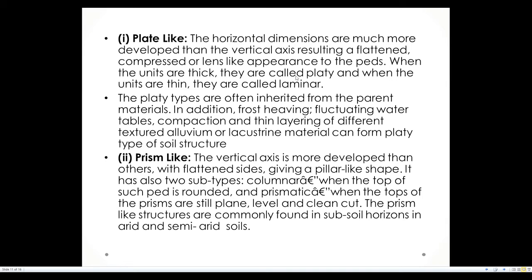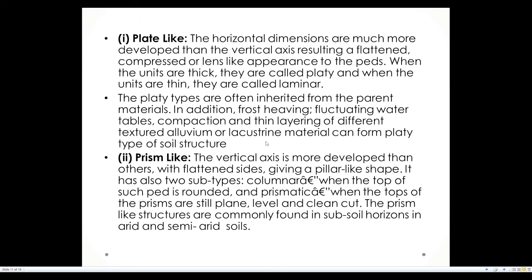Like this, there are two types. When the units are thick, they are called platy, and when the units are thin, they are called laminar. The platy types are often inherited from the parent material. In addition, frost, fluctuating water tables, compaction, and thin layering of different textured alluvial or lacustrine material can form platy type of soil structure.